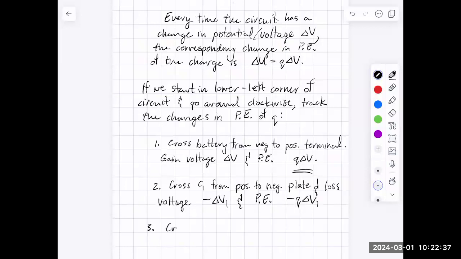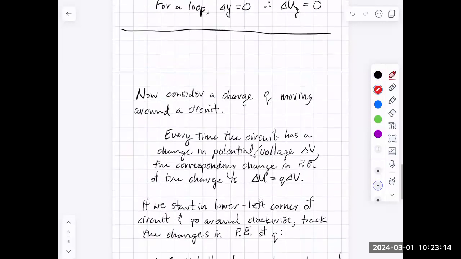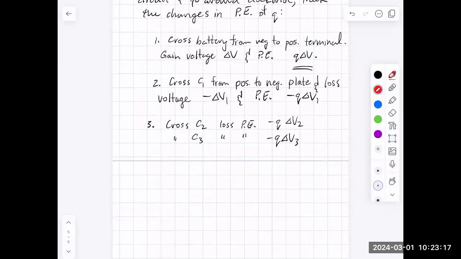So we're going to cross C2, and we lose potential energy of minus Q delta V2. We're going to cross C3. We're going to lose potential energy minus Q delta V3. And then once we've crossed that last capacitor, our journey has taken us across all these capacitors. Then there's nothing else in the circuit except just a wire that takes us back to our starting point. And so if we're back at our starting point, the net change in potential energy must be 0.